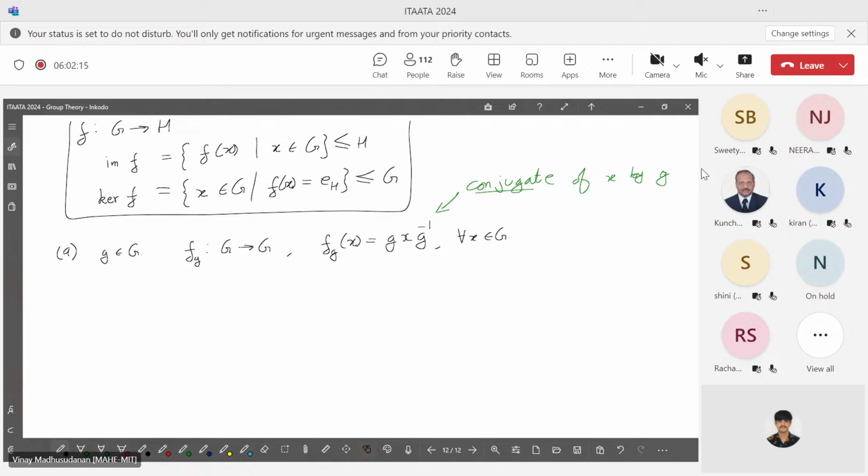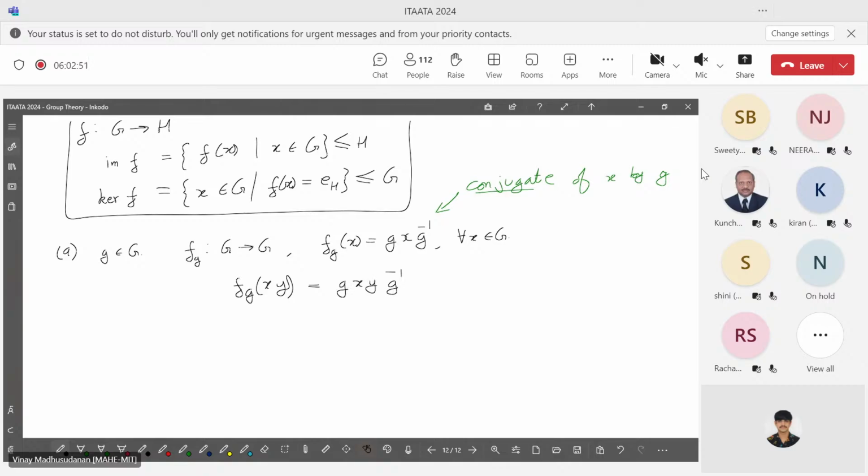Okay, why is it a homomorphism? So we take f_g of xy. Remember, g is fixed. We are not changing g. Understand the mapping clearly: g is fixed, and the mapping takes different elements x, where x is arbitrary. So you take two different elements in place of x. For it to be a homomorphism, f_g of xy should be equal to f_g of x times f_g of y. So f_g of xy by definition is g xy g inverse.